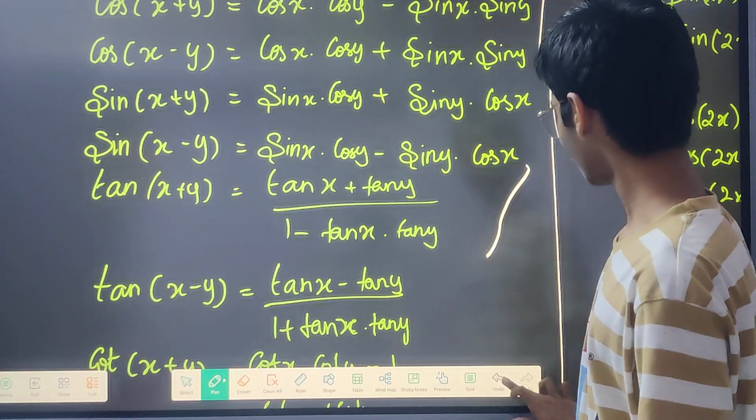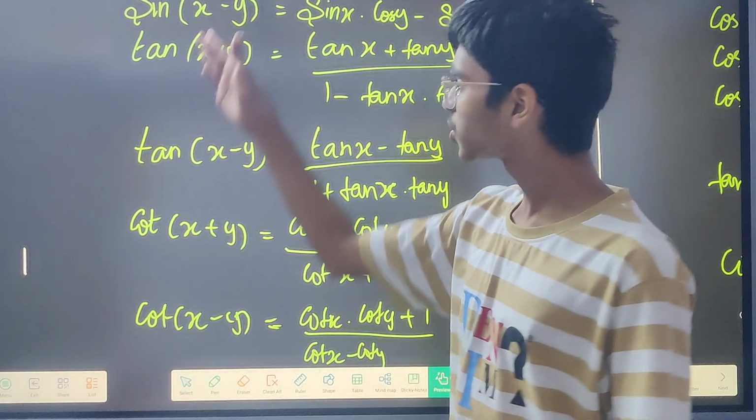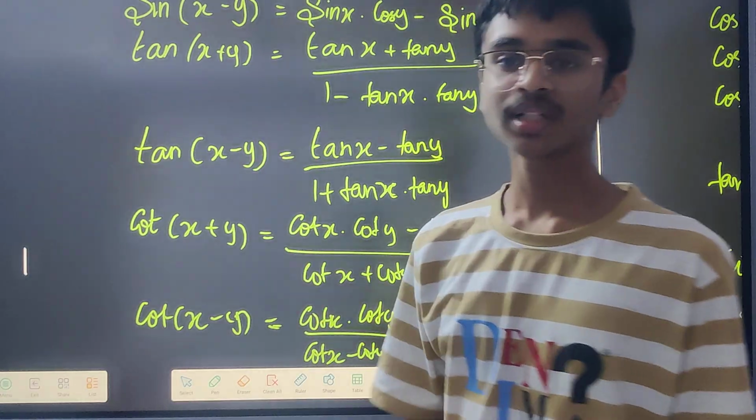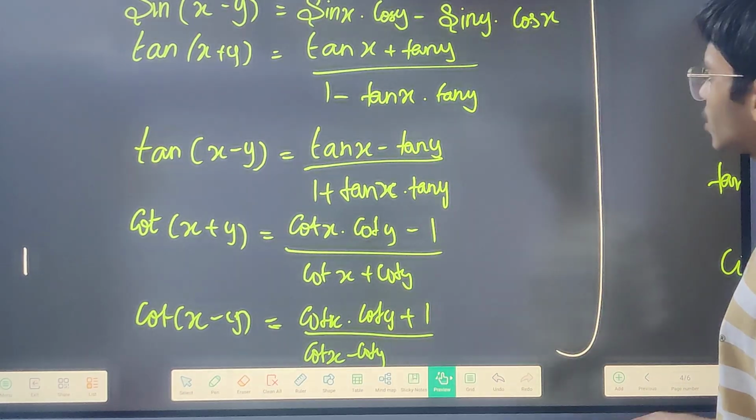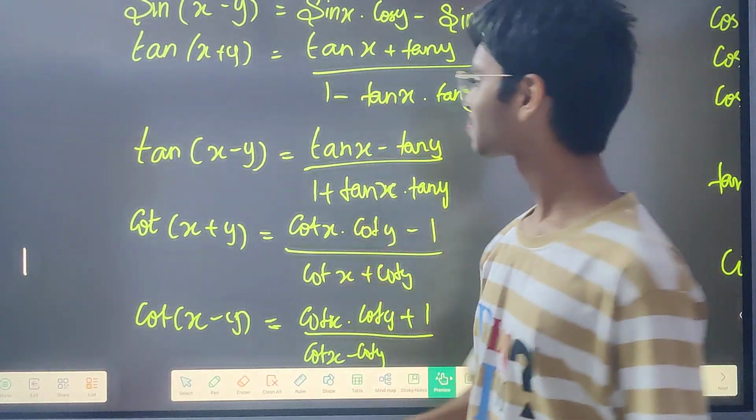Okay, then what will be this one? What will be this tan x minus y? All you have to do is substitute this plus y with minus y, and know that tan is an odd function. So that will be giving you this formula. Note this one point here.